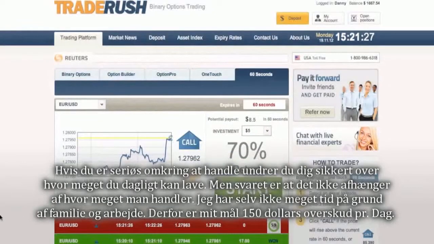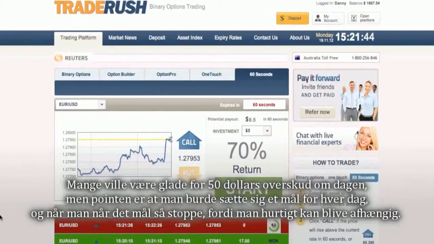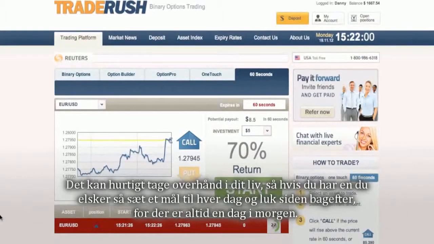Now, if you're serious about trading, you might wonder, how much can I make on a daily basis? Well, the answer is it all depends on how much you trade. I don't get to trade much because I have a full-time job and a family, and my target per day is about $150. Now, I know that a lot of you would be happy with just $50 per day, but the point I'm trying to make is you should set a target for every day, and once you reach that target, just stop trading, because this can get very addictive. And just like any other addiction, it shouldn't cause you to lose track of your life.